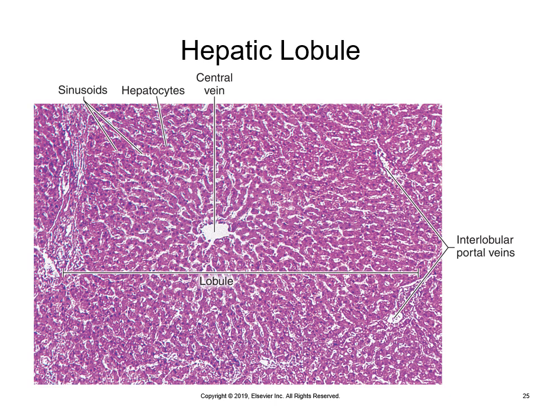Also, in this particular image, we see the interlobular portal veins along the periphery of the lobule. And again, this is part of that portal triad that we talked about, supplying that nutrient-rich blood from those digestive organs. So basically, blood is going to enter the lobule through these portal veins before it passes through those sinusoids.